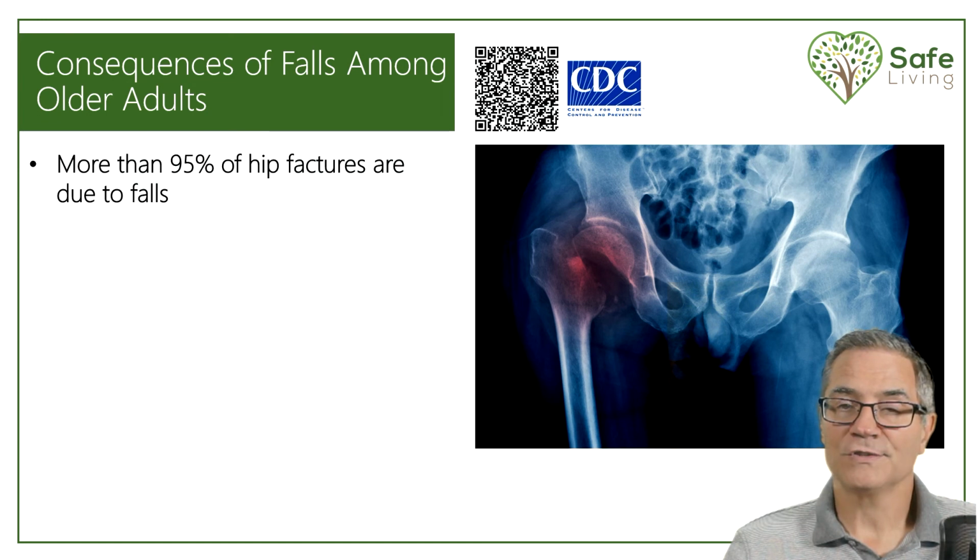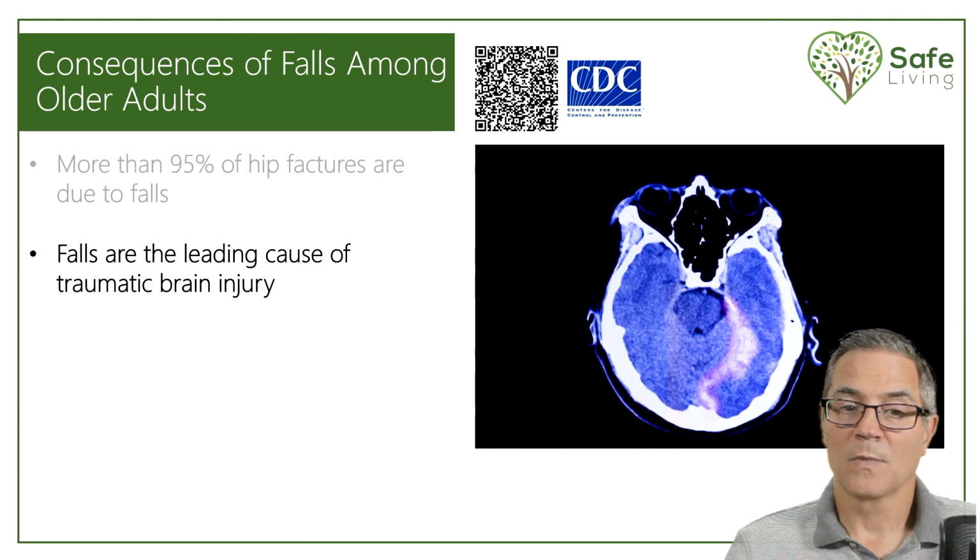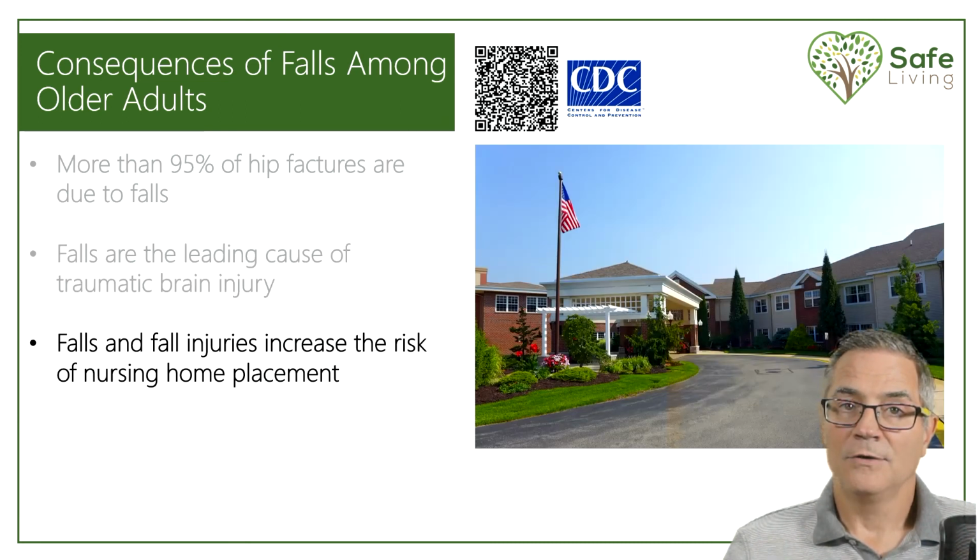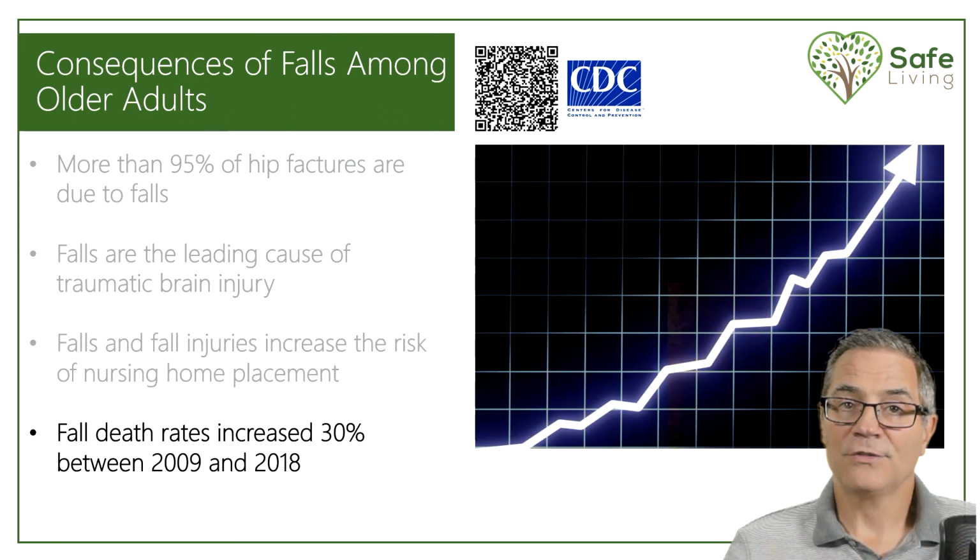consequences of falls among older adults. More than 95% of hip fractures are due to falls. Falls are the leading cause of traumatic brain injury. Falls and fall injuries increase the risk of nursing home placement, and fall death rates increased 30% between 2009 and 2018. Why am I telling you all this?